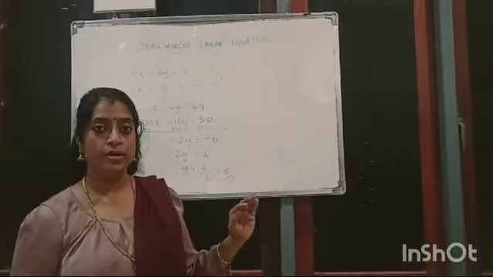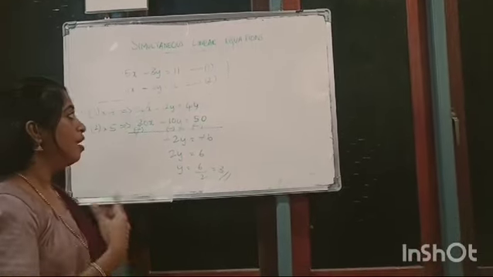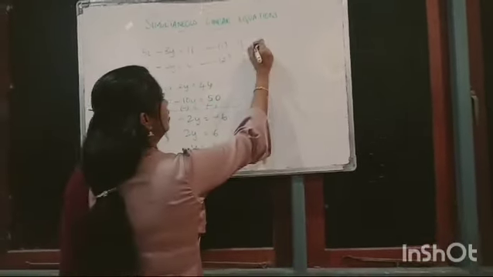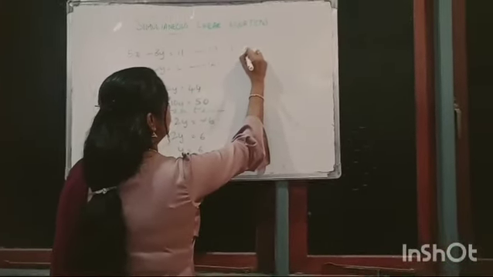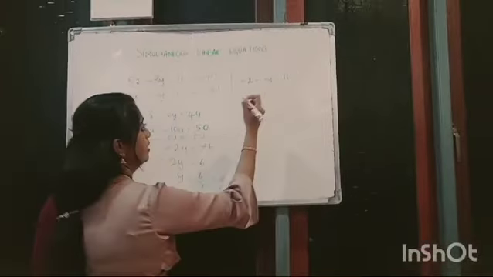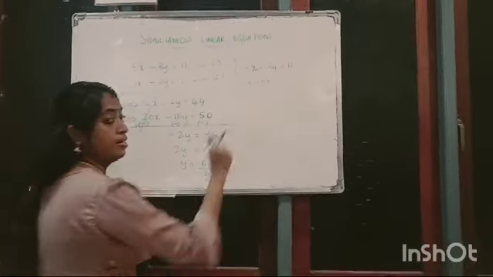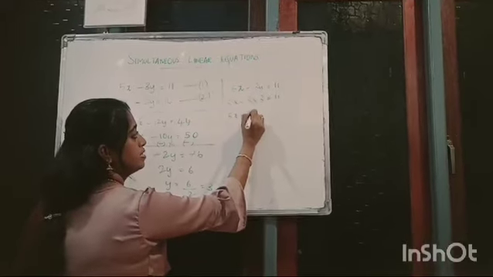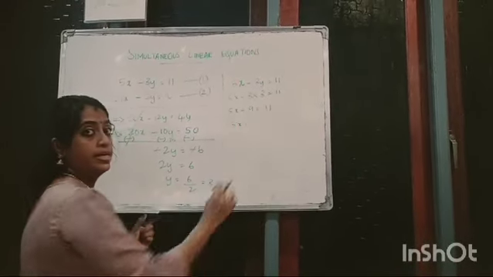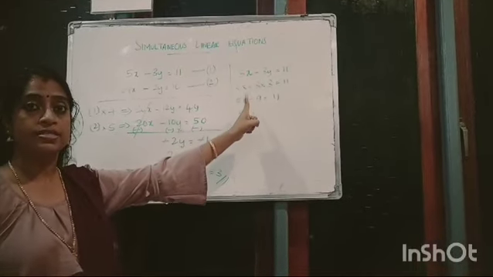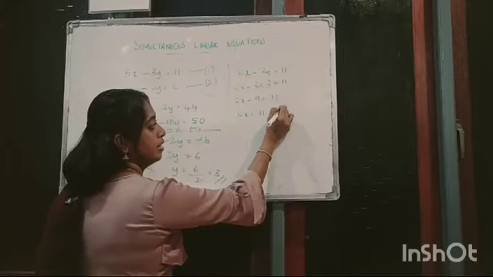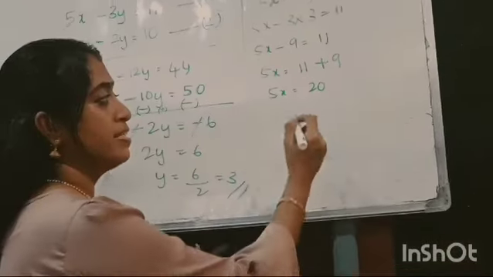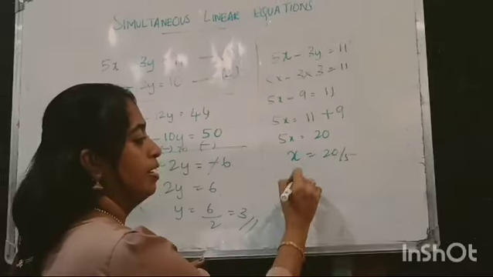So we got the value of one of the variables, y. Now we can substitute the y value in either of these equations and get the value of x. Let's check. 5x minus 3y equals 11. So 5x minus 3 times 3, since y is 3, equals 11. So 5x minus 9 equals 11. Solving a linear equation, when minus 9 goes to the other side it becomes plus 9. So 5x equals 20. That means 5 times x is 20. x equals 20 divided by 5. x equals 4.